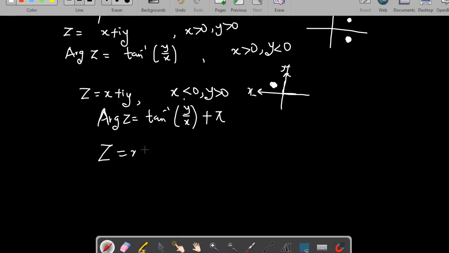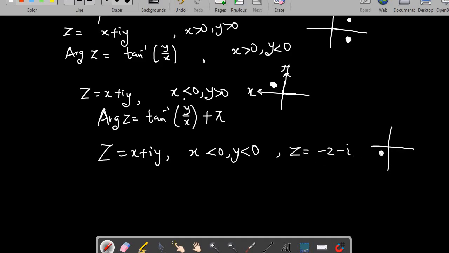z that is equal to x plus iy, of course, where your x is less than 0 and your y is less than 0. So if you have a complex number z, say minus 2 minus i, a situation where both the real part and the imaginary part are negative. This is what I'm saying.